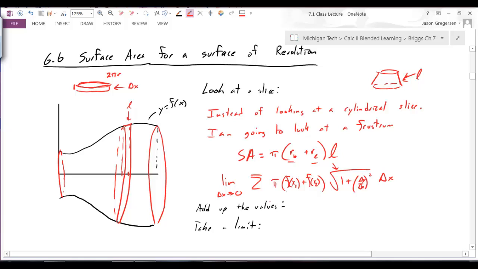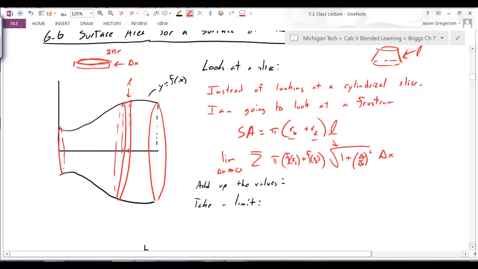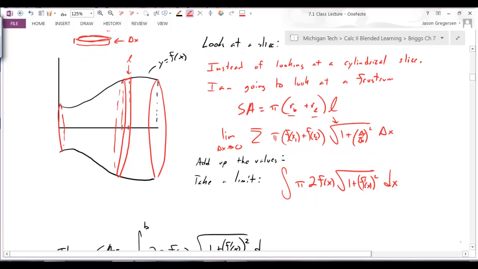This is me adding up the values. But now what is that limit going to do? That limit is going to take f of x1 and f of x2 and essentially make those values the same, because x1 is moving closer and closer to x2. So that's going to simplify just to say 2 times my function value. And then as I look at the limit, this delta y over delta x is going to turn into my derivative squared, and then I'll have dx. And so that's going to be my formula for the surface area when I take this curve and rotate it about some axis.